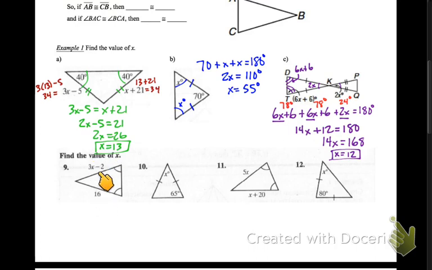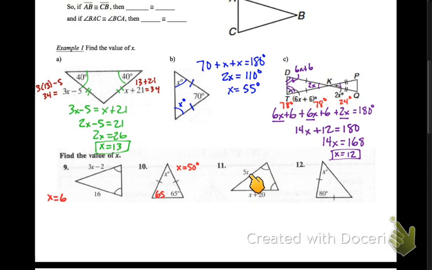Here, did you set these legs equal to each other and then solve for x and get x equal to 6? Here, did you say if these are the two legs, these are the two base angles? So if that's 65 degrees, so is this over here. So what does x have to be? In this case, 50.